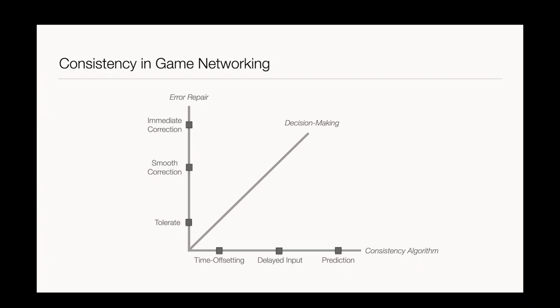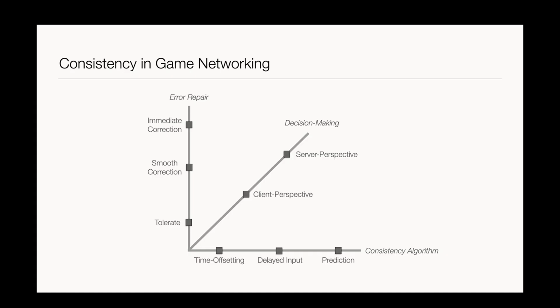Finally, there's another dimension that you have to consider: all these decision-making problems that you have to deal with. Eventually someone has to decide what is the true state of the world. The server has to decide, I've got all this conflicting information coming in from these clients. It has to resolve all this information and decide what's really happening in the world.